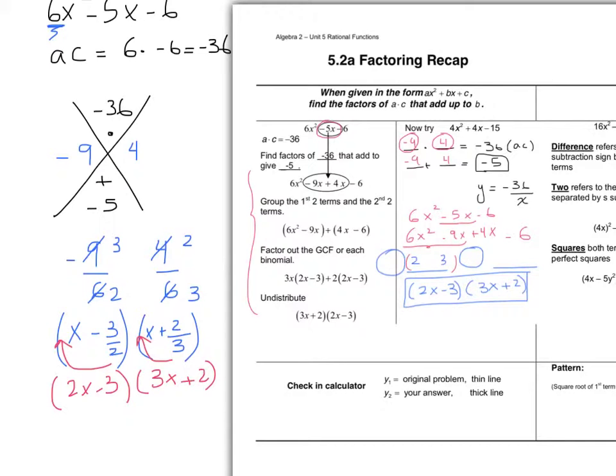Now let's try 4x squared plus 4x minus 15. Now remember, in order to check your answer on the calculator, you can enter y1, which is whatever they gave you at the beginning, 6x squared minus 5x minus 6, and enter y2, which is the factored form, and you graph it. If you see that they overlap each other, then you're good. It means that your factoring is good. Now, if you have any mistakes, they will not be the same line.